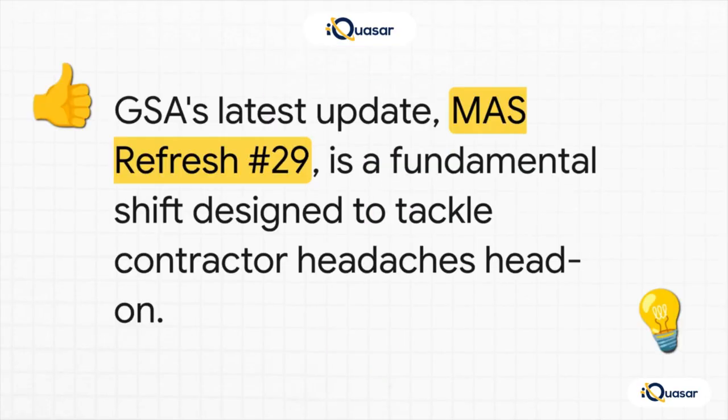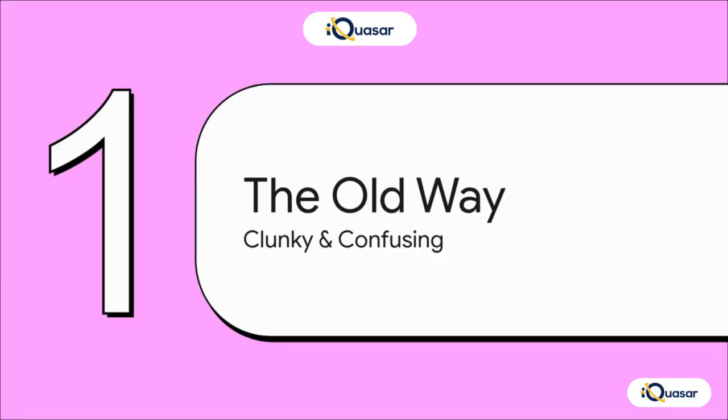Well, the good news is that GSA's latest update, MAS Refresh number 29, is here to be the aspirin for that headache. Seriously, this isn't just some minor tweak. We're talking about a game-changing shift. It's designed to tackle those exact problems head-on and make the whole process a whole lot smoother for all of us.